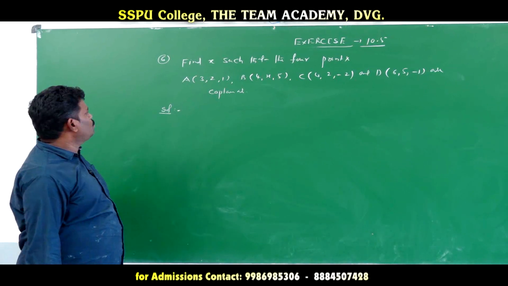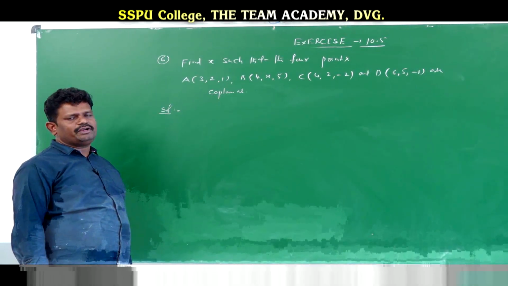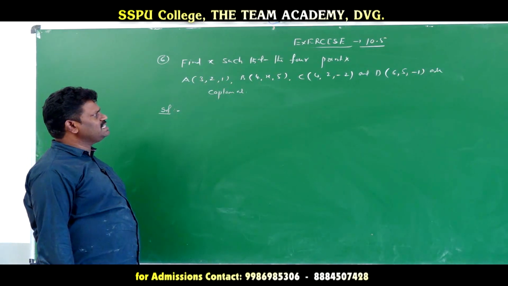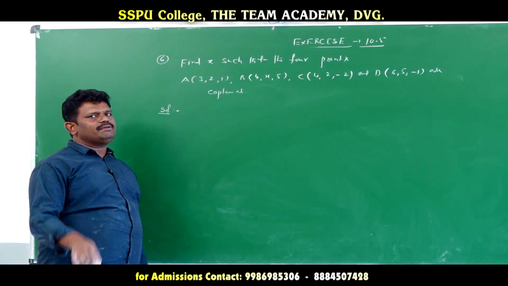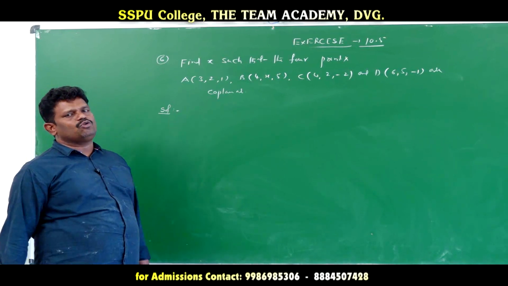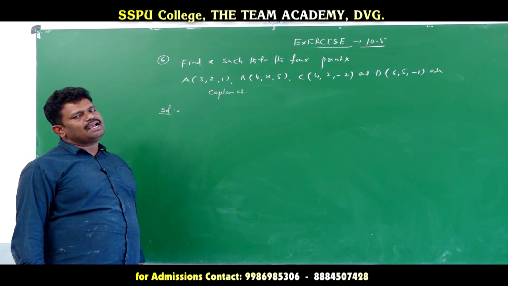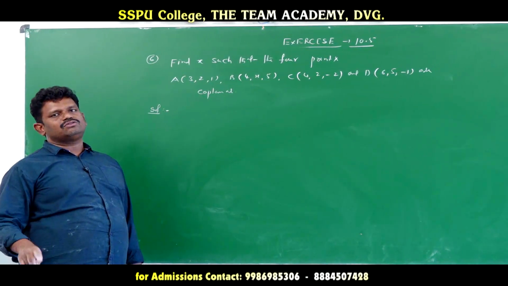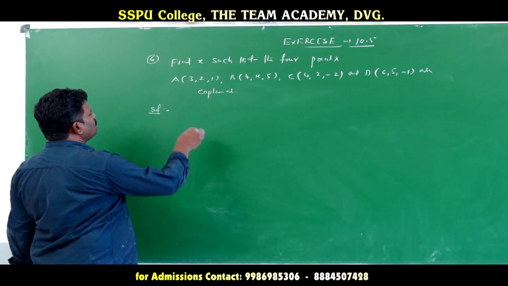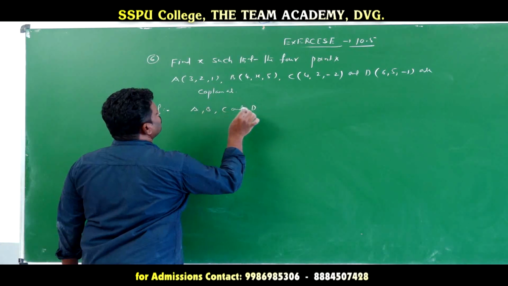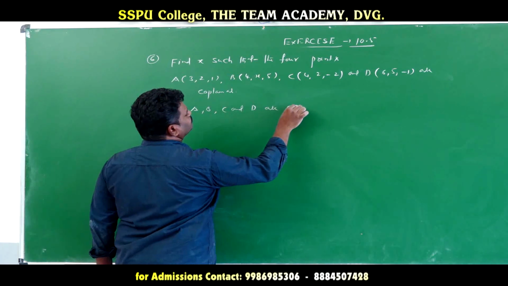Right, Sima? So, sixth question, this is also important. Previous question: find x such that the 4 points A, B, C and D are coplanar. Already previously I told you, any 4 points are coplanar means the combination of 3 vectors AB and AC, AD are also coplanar vectors. So what do we have here? A, B, C and D are coplanar.